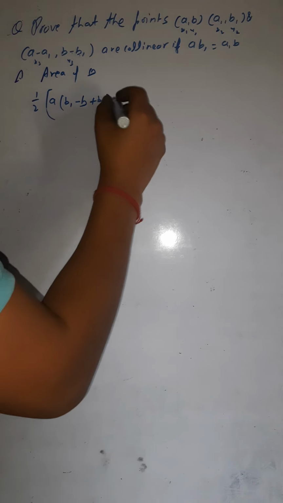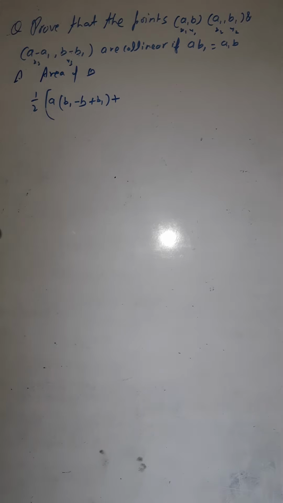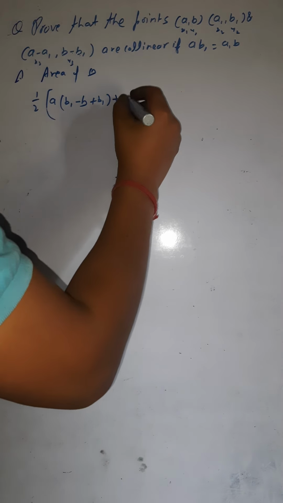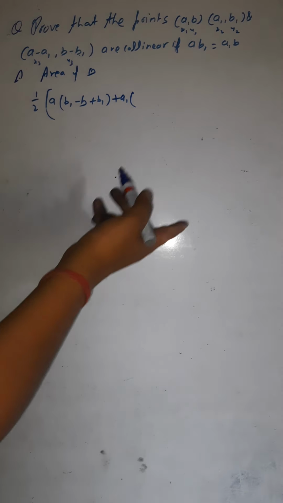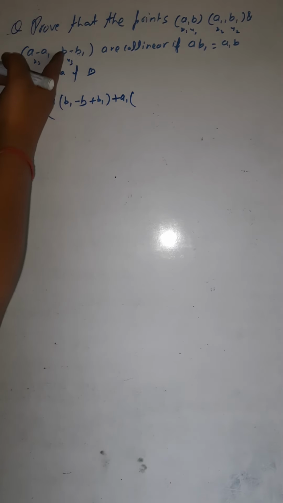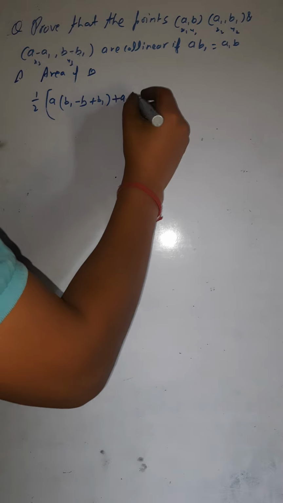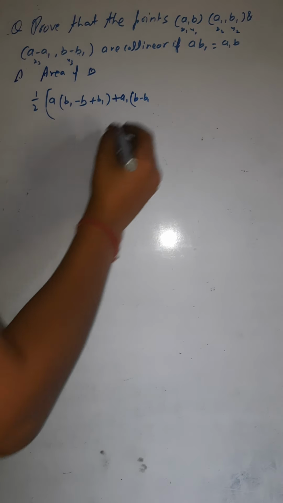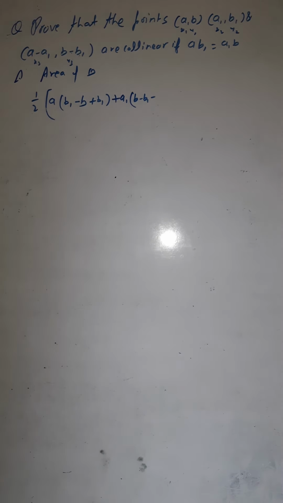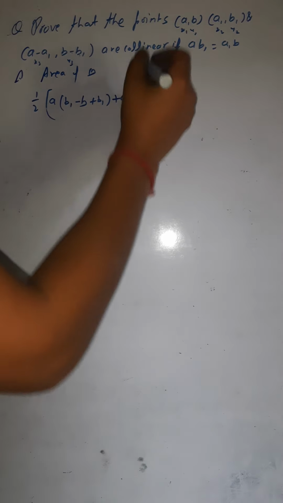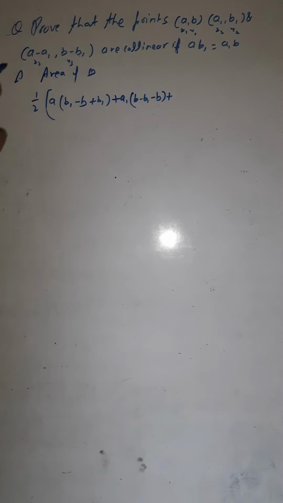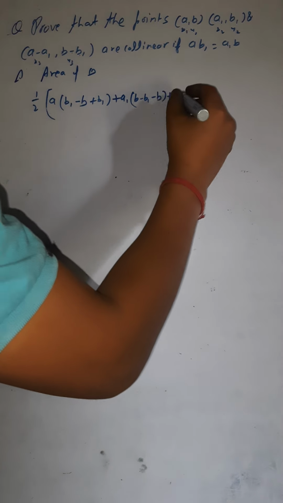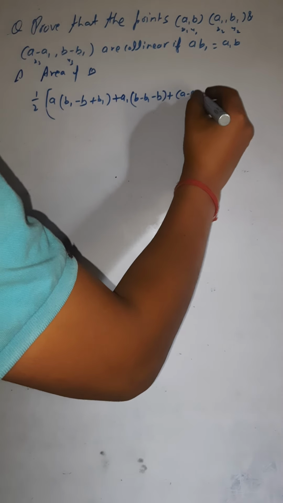Okay, plus then comes x2. x2 is what? a1. Then inside the bracket what would be there? y3 minus y1. So y3 is b minus b1 minus y1. y1 is what? y1 is b. Plus x3. x3 is what here? a minus a1. This is x3, a minus a1.